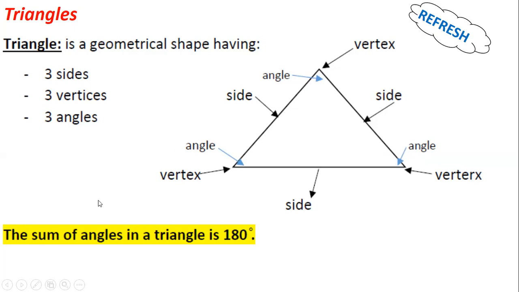It's very important to know that in a triangle, each angle has a measure in degrees. This angle has a measure, this angle has a measure, this angle has a measure. There is a very important sentence which says the sum of angles in a triangle is 180 degrees. So if I add the measure of angle 1 plus angle 2 plus angle 3, the 3 measures sum equal 180 degrees.